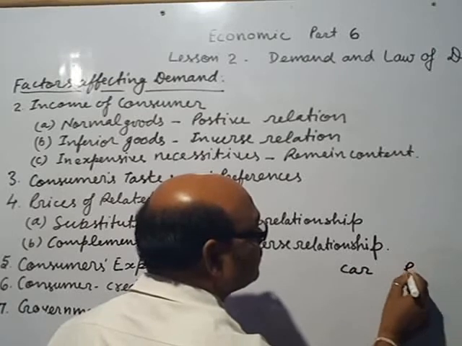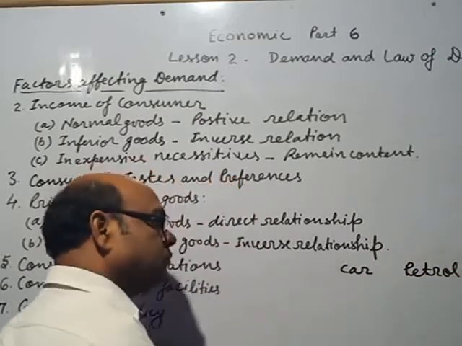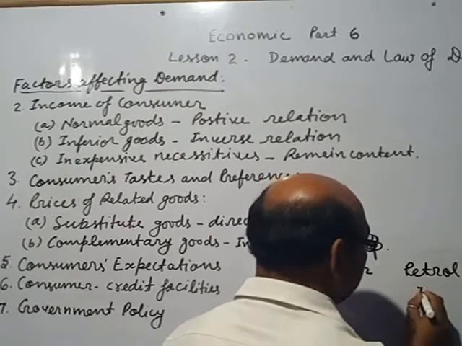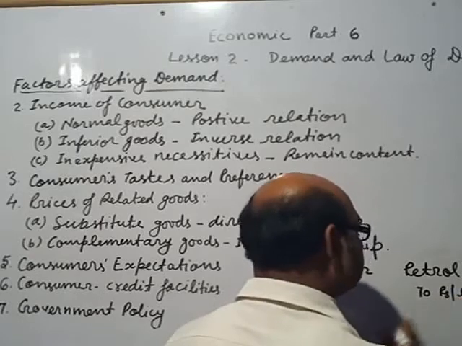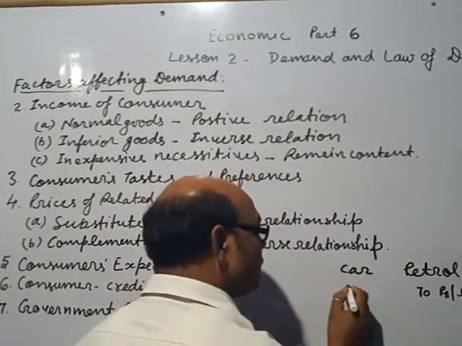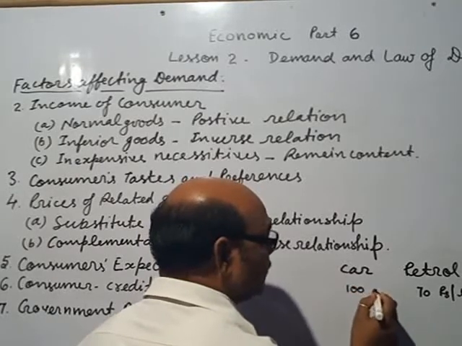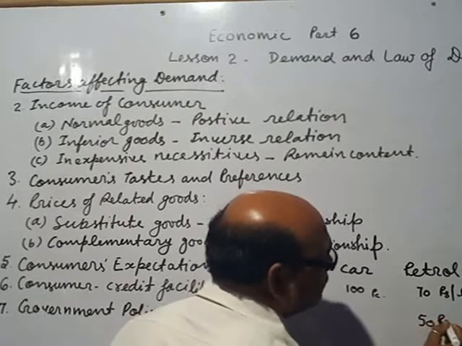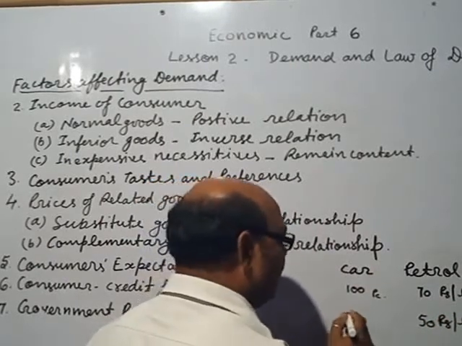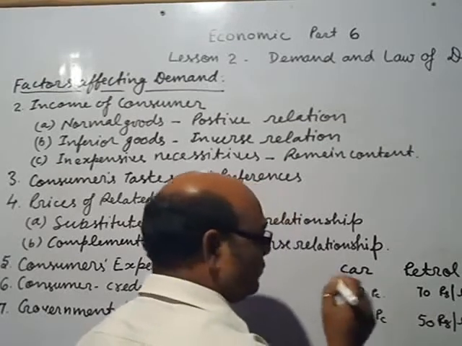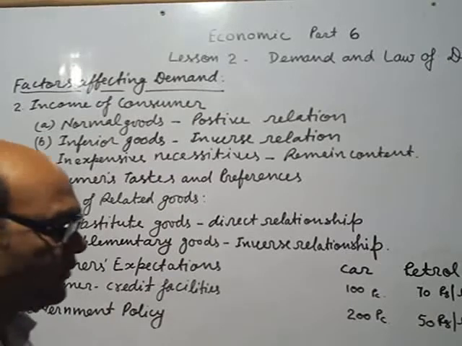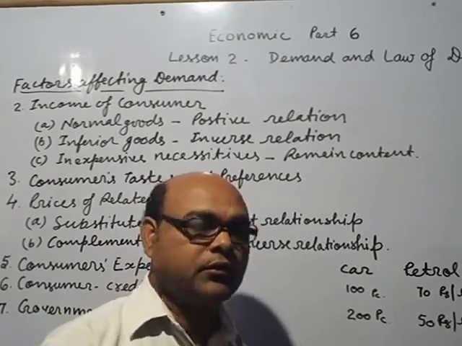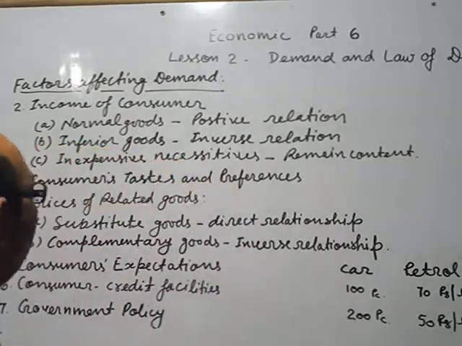This is the car, petrol. Petrol rate is 70 rupees per liter and demand of car is 100 pieces. Now the price of petrol falls down, it has become 50 rupees per liter. The demand of car has increased to 200 pieces. When the price of petrol falls down, more people will start to use the car. So demand of car will increase. How will we show this?